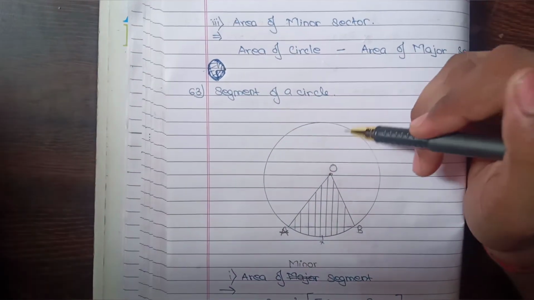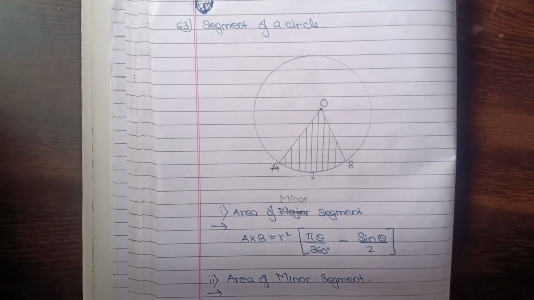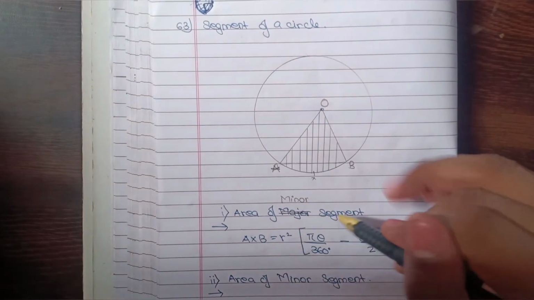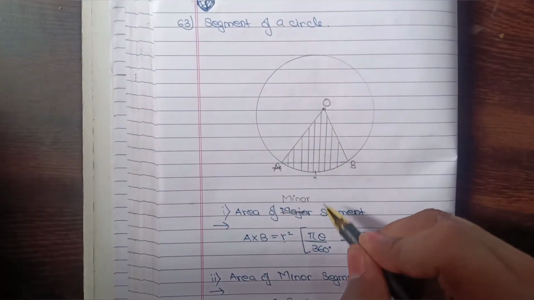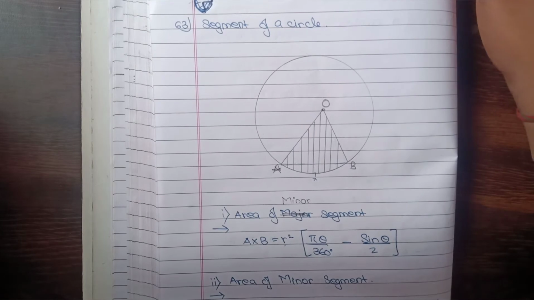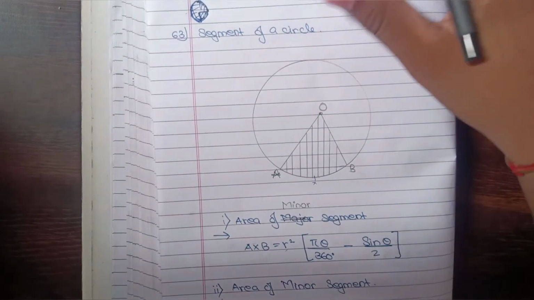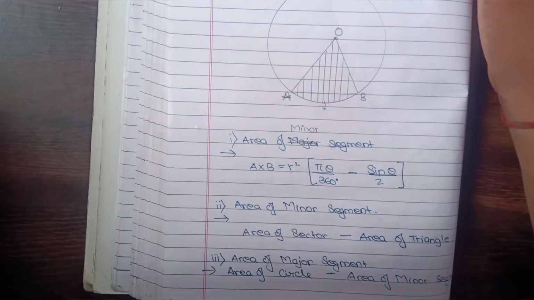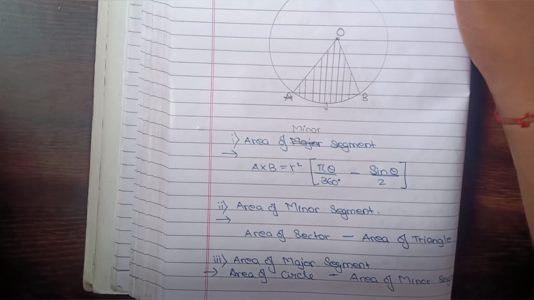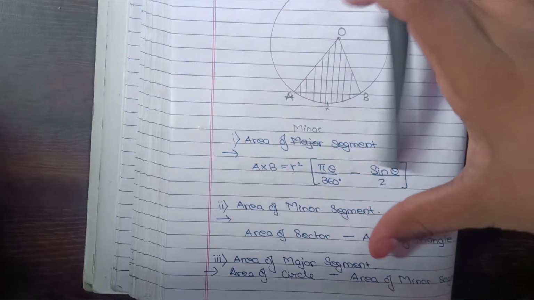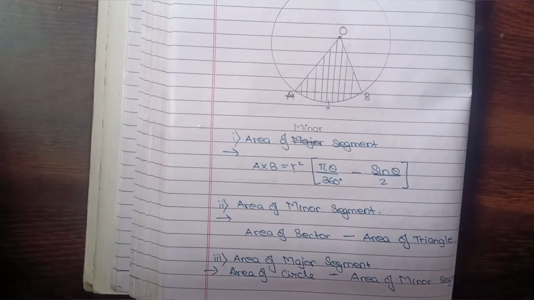Next one, segment of a circle. Now what is a segment of a circle? First, the area of the minor segment AXB will be r square bracket pi theta upon 360 minus sin theta upon 2. Next, the area of the minor segment is the area of the sector minus the area of the triangle. Third, the area of the major segment is the area of the circle minus the area of the minor segment. Now let us move forward towards question solving.